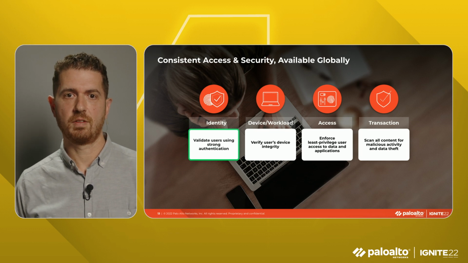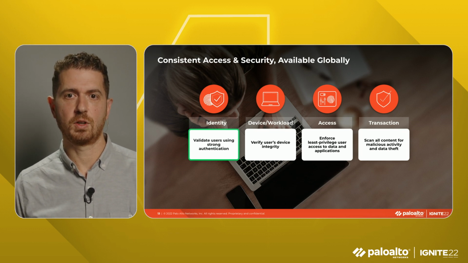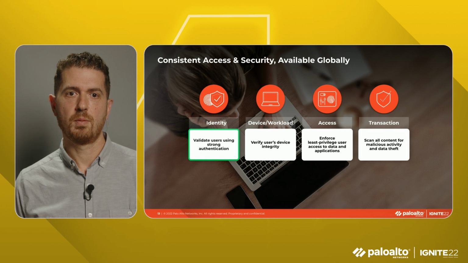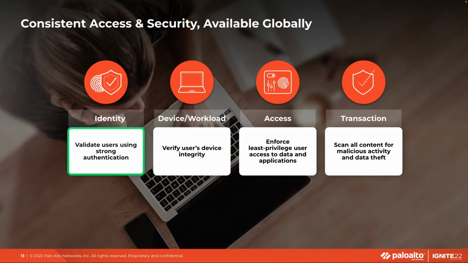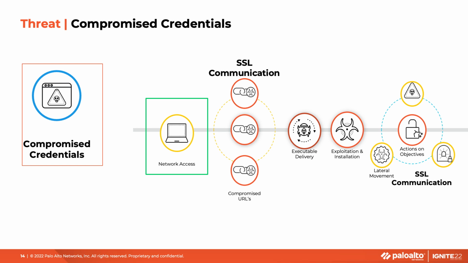So first, we're going to focus on determining the identity of your user on your network. And this always begins with validating users with strong authentication. Compromised credentials are the most common way that an attacker gets into the network, using techniques such as credential stuffing. We will focus on the techniques that will prevent that from happening.